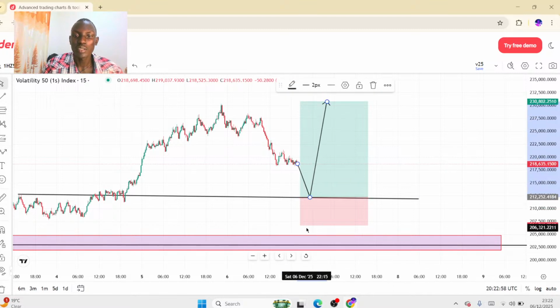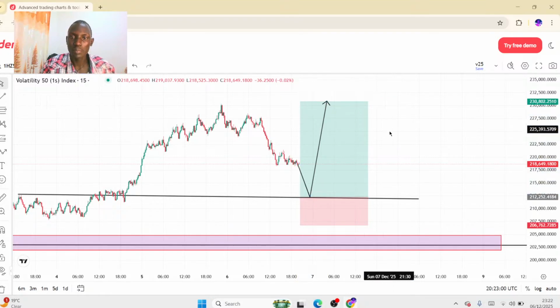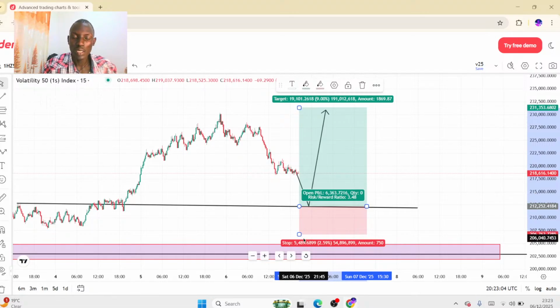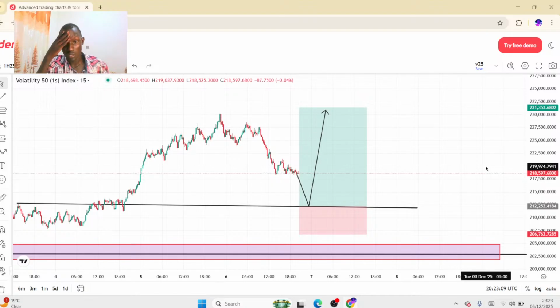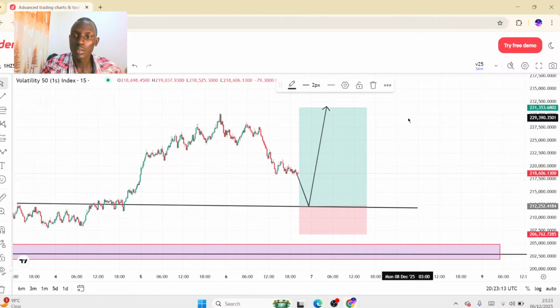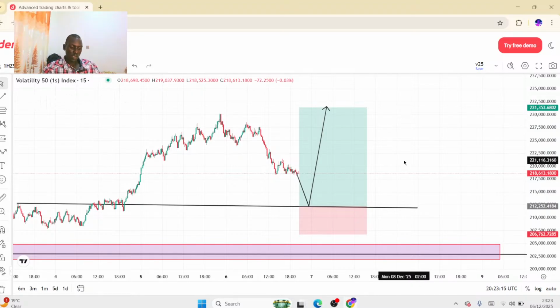So what are we targeting? We are targeting 19 pips, risking 5 pips. That is not a lot. That is a good risk to reward. It's not bad. So let's wait for it to play out. Let it play out, then we shall see.